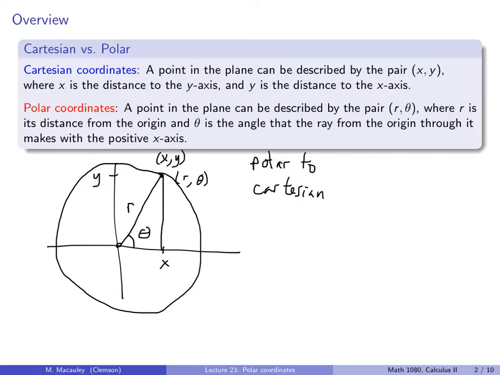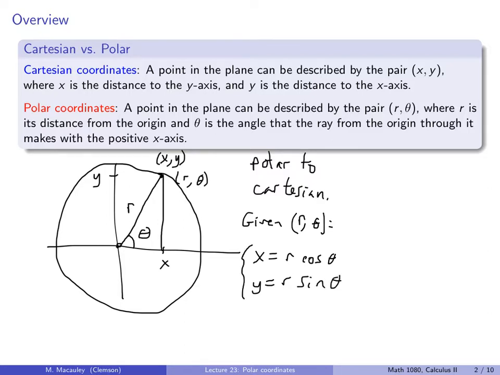Suppose we know the radius and the angle, we know r and theta. How do we come up with x and y? Well, that's easy. X is just r cosine theta, and y is r sine theta. So let's write that down. Given r theta, x is equal to r cosine of theta, and y is equal to r sine of theta.